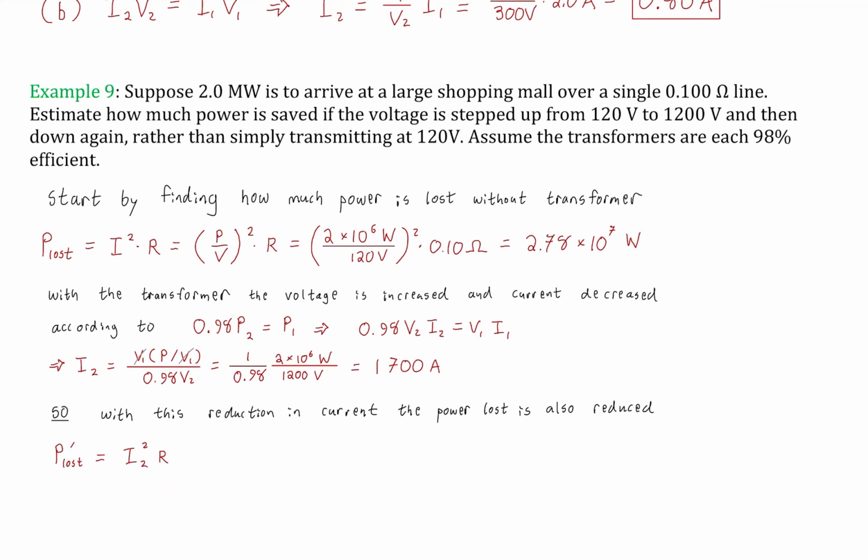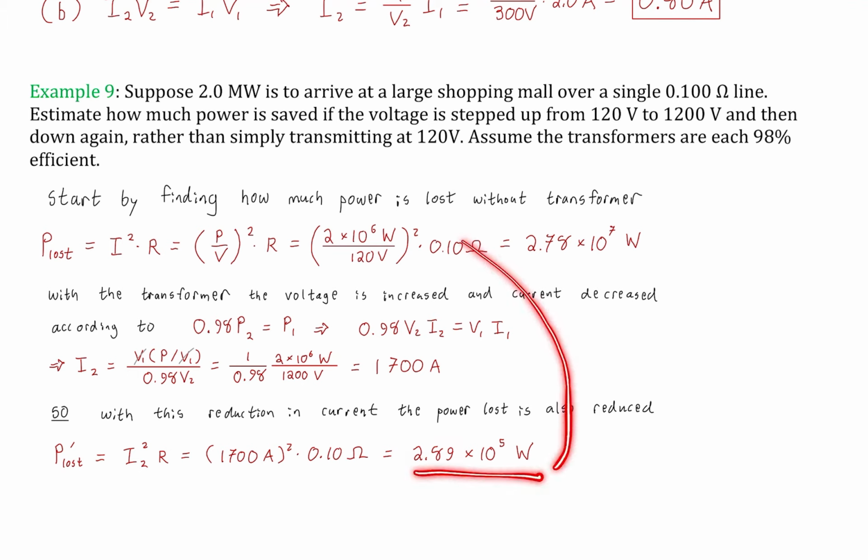Now we have the new power lost, P lost prime, using the new current, the output current from the transformer. Plug in our 1700 amps, with the same resistance, which hasn't changed. Now we have a power loss of only about 290,000 watts. So our power loss is still large, but at least it's less than the actual power we're delivering.